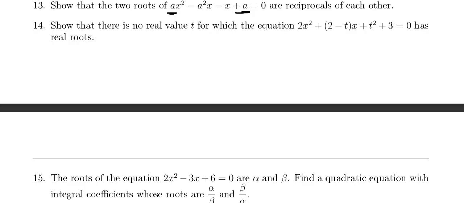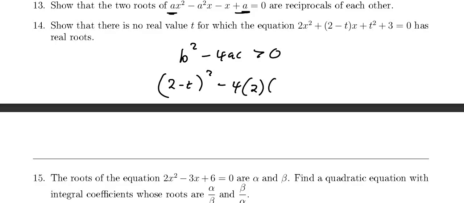Then look at your number 14. They're saying, show that there is no real value for t for which this equation has real roots. So now we're just going to say, if this thing has real roots, the discriminant was supposed to be greater than 0, right? So the b is 2 minus t squared minus 4, then there's a 2. Then our c is t squared, then plus a 3. This has to be greater than 0.